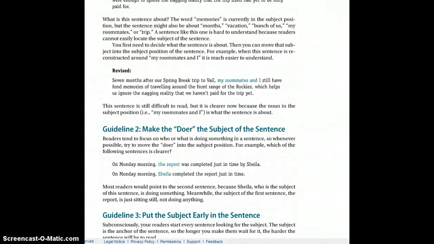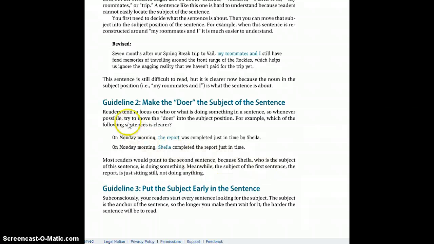Guideline 2, make the doer the subject of the sentence. This is going along the same lines. I went to see, in this case, Sheila right at the front, not at the end. This is a passive sentence when you have by Sheila. So you want to try to avoid that. You want to try to avoid too many prepositional phrases, which we'll see in a little bit. Guideline 3, put the subject early. Again, these 3 kind of go together.